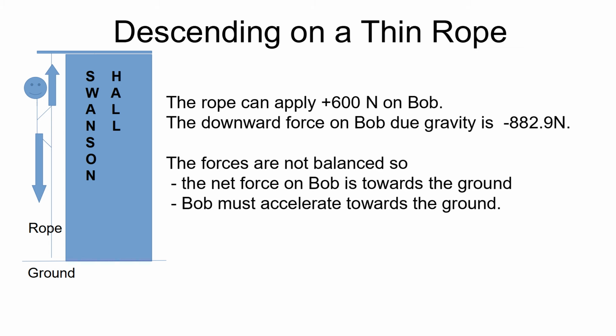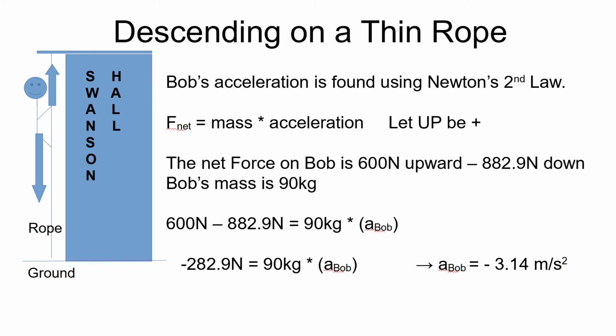We're going to cause an acceleration and use Newton's second law to find what that acceleration is. So Newton's second law, the net force is equal to the mass times the acceleration. The net force, we can easily combine the two numbers, 600 upward minus 882.9 downward, so we get this calculation for net force. We were given Bob's mass is 90 kilograms, so we can calculate the acceleration Bob has to have. Again, pause this and pull out your calculator and see if we're in agreement here.